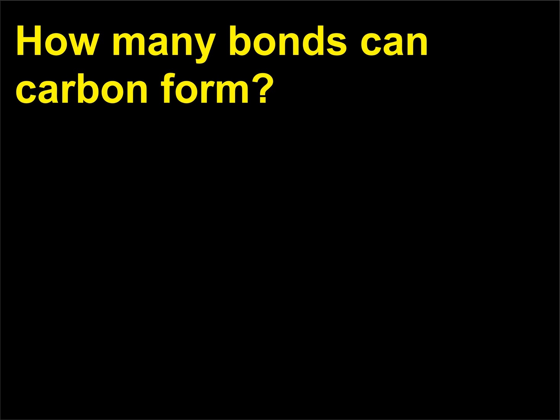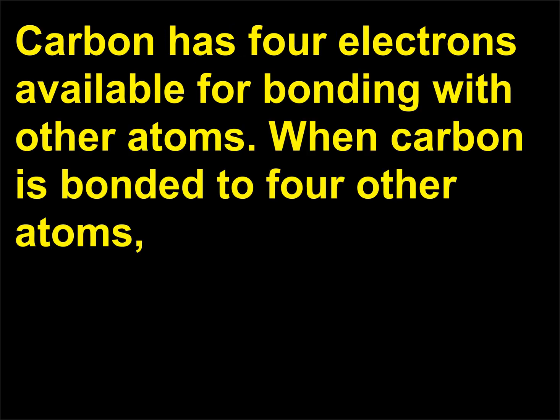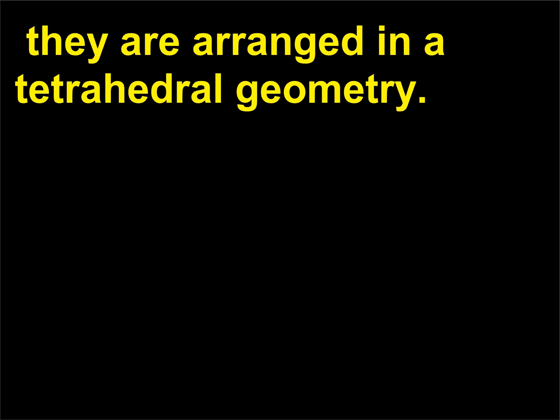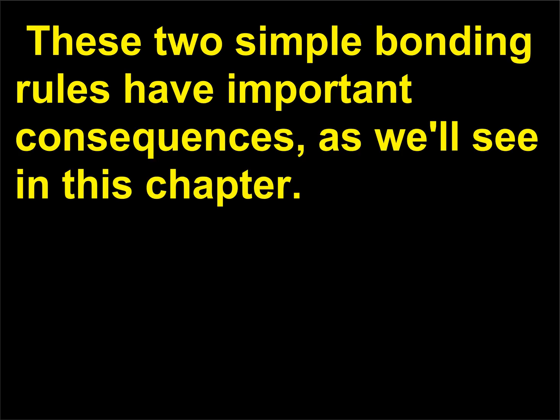How many bonds can carbon form? Carbon has 4 electrons available for bonding with other atoms. When carbon is bonded to 4 other atoms, they are arranged in a tetrahedral geometry. These two simple bonding rules have important consequences, as we'll see in this chapter.